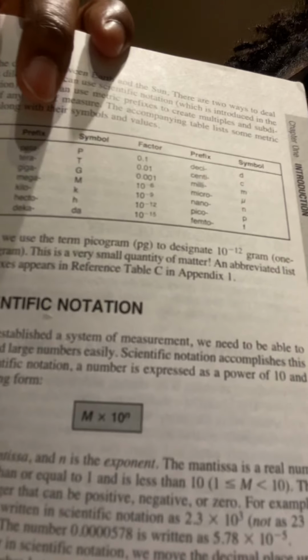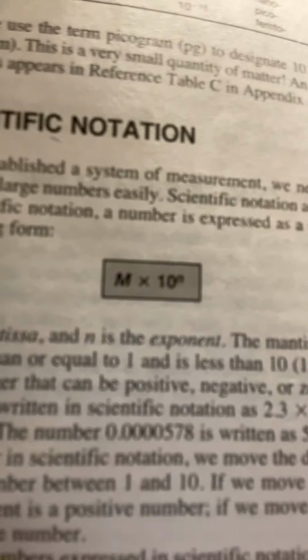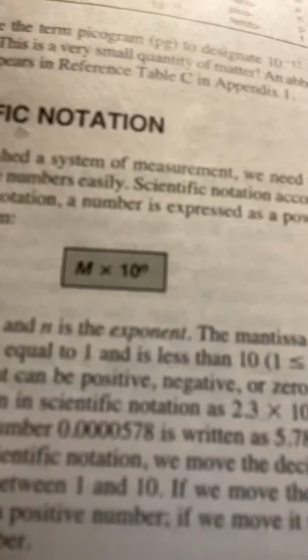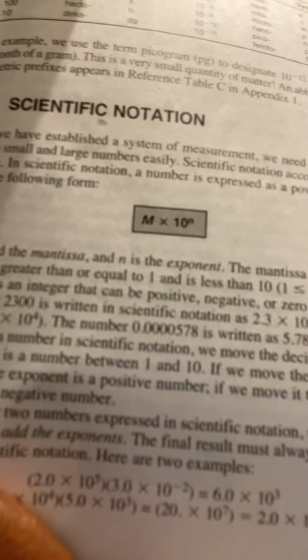So this is what they're referring to. It's M times 10 to the lowercase n. Let's see if I can focus it. Nope, that's as good as we get. Okay, so the mantissa is a real number that is larger than or equal to 1 and is less than 10. 1 is less than or equal to M, less than 10. The exponent is an integer that can be positive, negative, or 0.